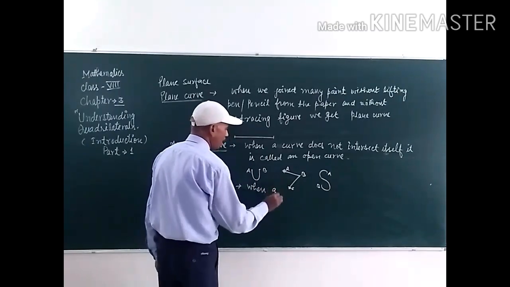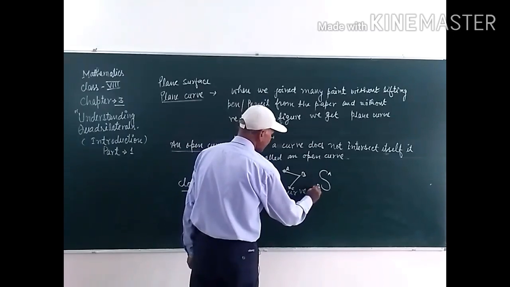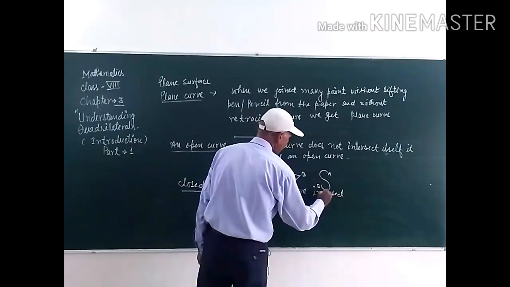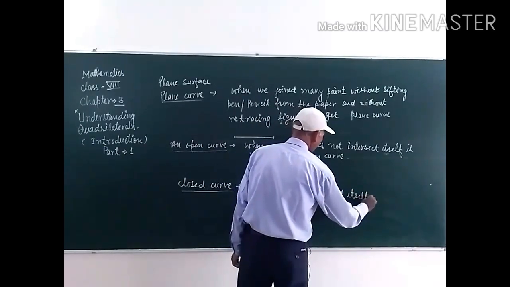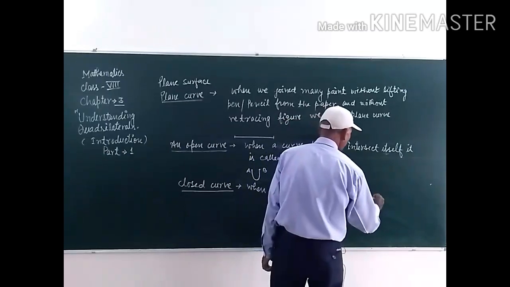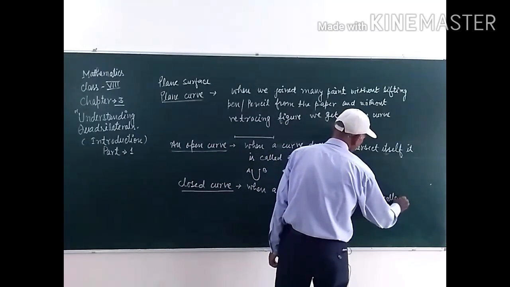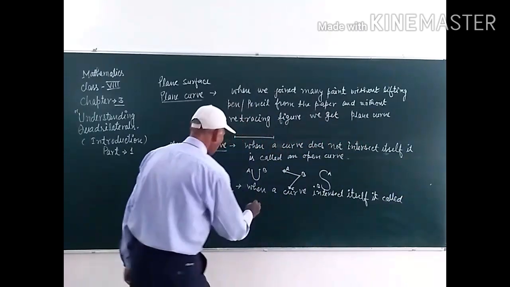When a curve intersects itself, it is called closed curve.